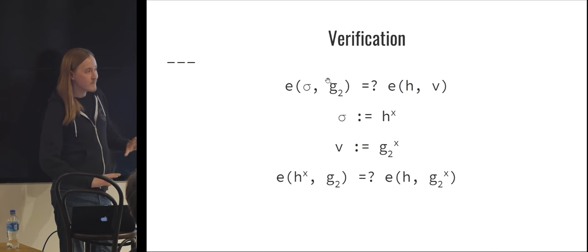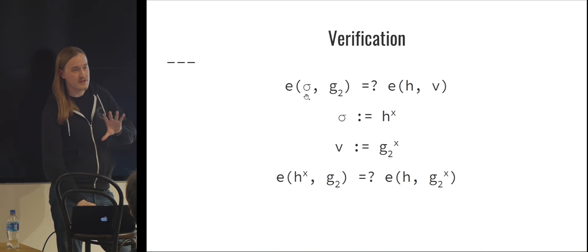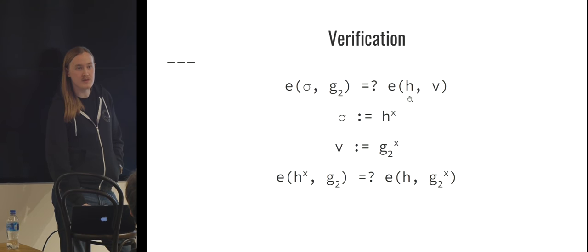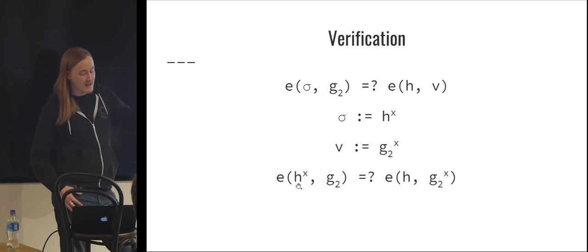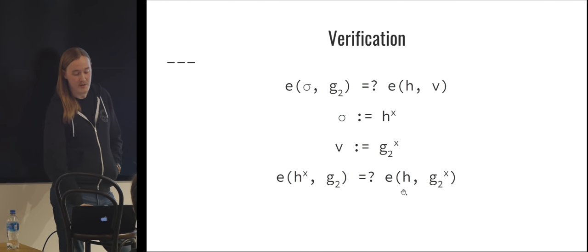So here's verification broken down a bit. We've said already that we can move exponents around in the pairing, it doesn't matter. We're pairing our signature with the generator point, and pairing the message with our pub key. We already said that the signature is just the message to the power of our private key, and our pub key is the generator point to the power of our private key. So we're checking whether the hash to x and g2 is equal to the hash and g2 to the x. We're just checking that this relationship holds.